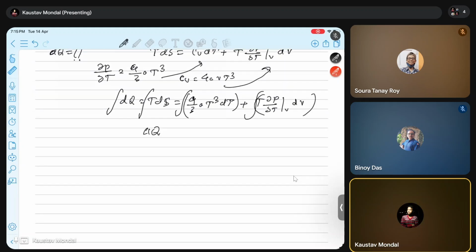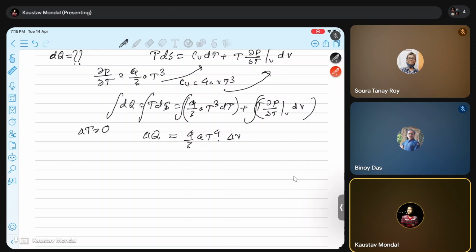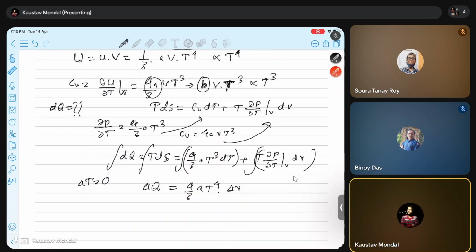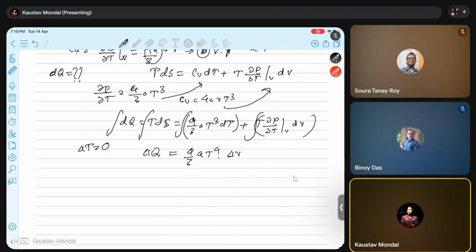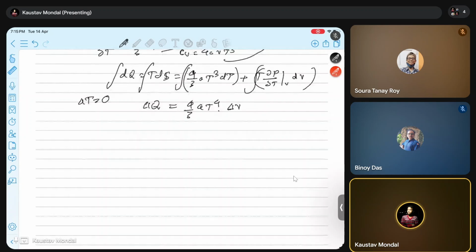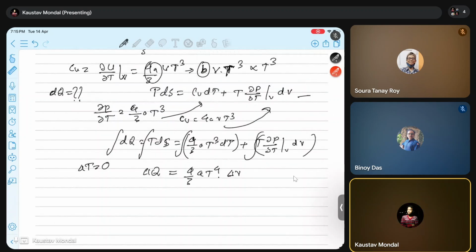For an isothermal process, if delta T is equal to 0, delta Q will become 4 by 3 A T to the power 4 into delta V. Thus the change in heat is related to the change in the volume of the radiation gas for an isothermal process.